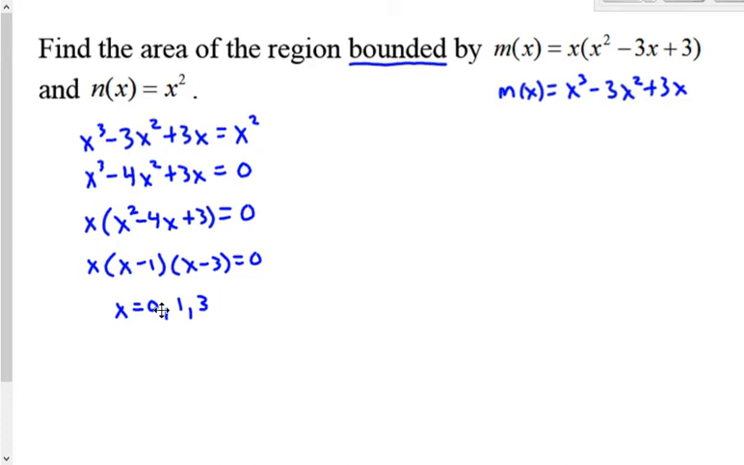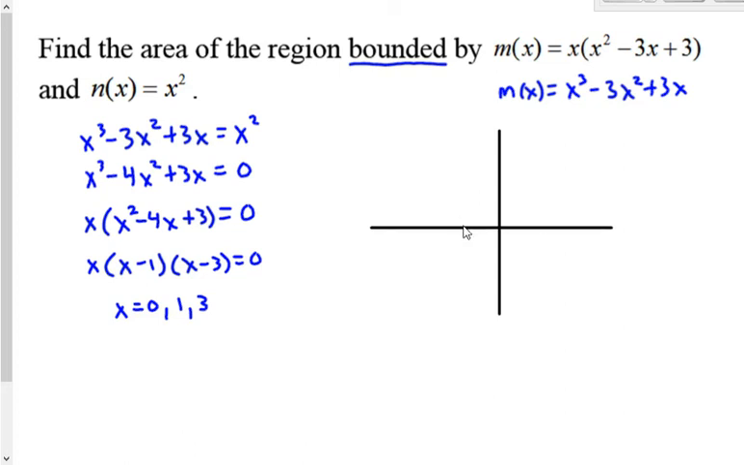So look at that. We've got two regions that are bounded here. First, it goes from 0 to 1, and then it goes from 1 to 3. Okay. So if I want to picture this graph, and I like to, if I'm doing it without a calculator, I like to picture the graph.